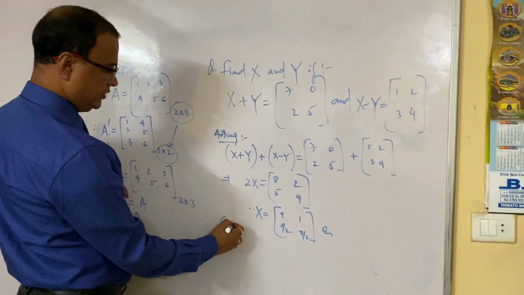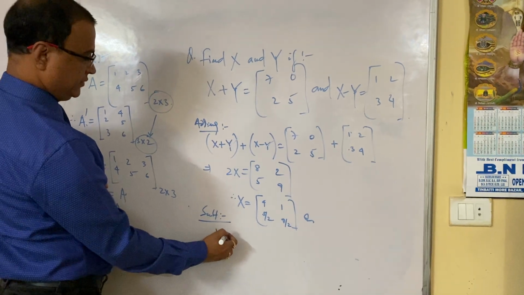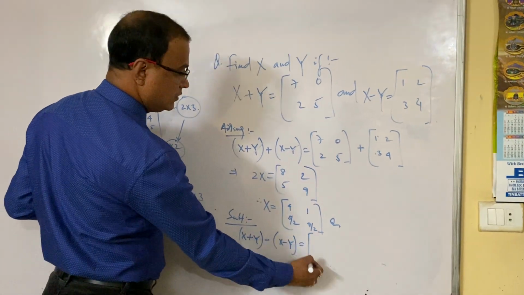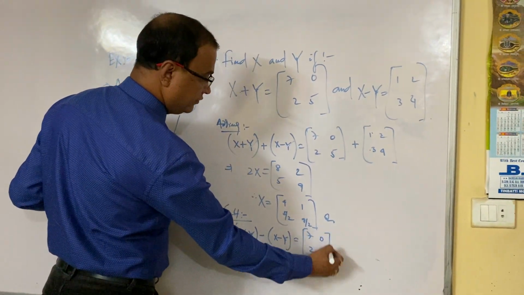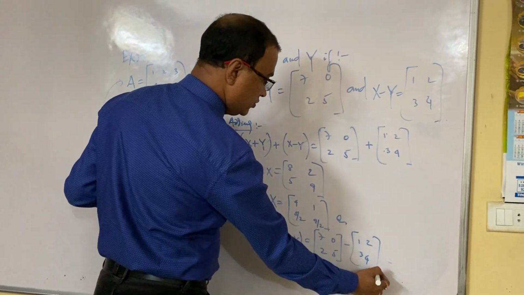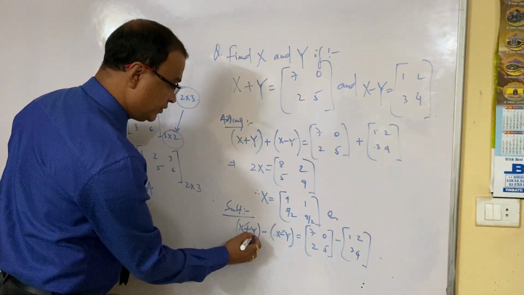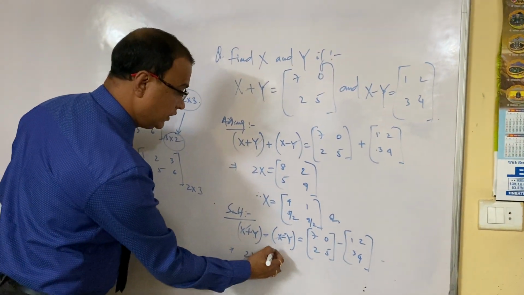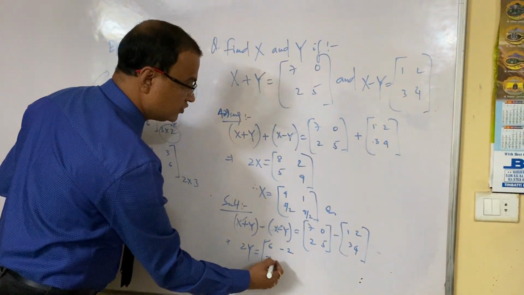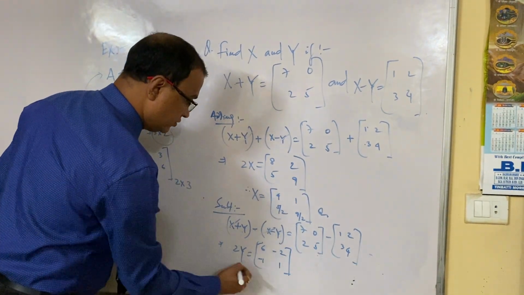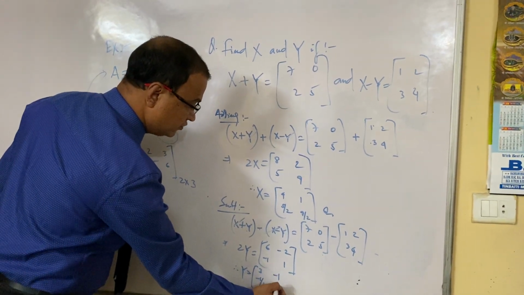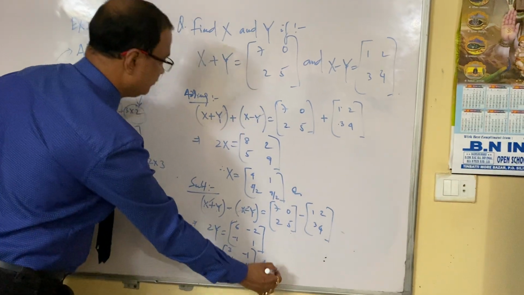And once if you are subtracting these two equations, you can see x plus y minus x minus y is equal to 7, 0, 2, 5 minus 1, 2, 3, 4. So minus x plus x cancels, plus y minus minus y, 2y. So 2y is equal to 7 minus 1, 6, 0 minus 2, minus 2, 2 minus 3, minus 1, 5 minus 4, 1. So y is equal to again half of this, means 3, minus 1, minus half, and half. So this is the answer for y.